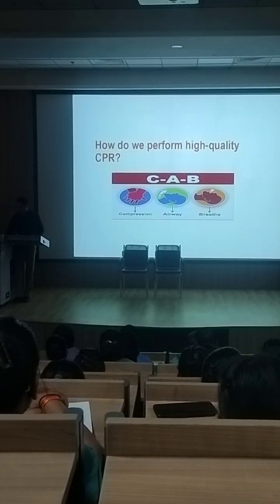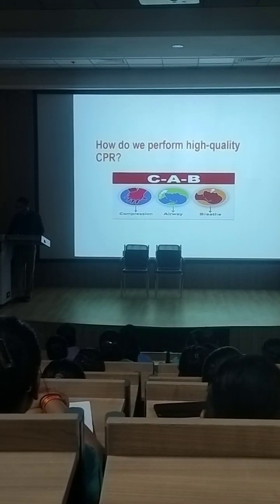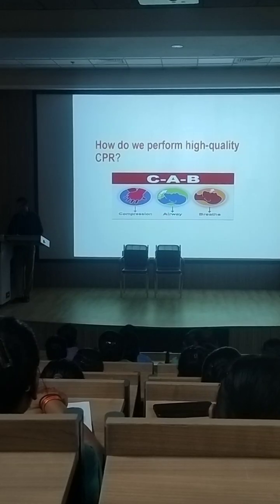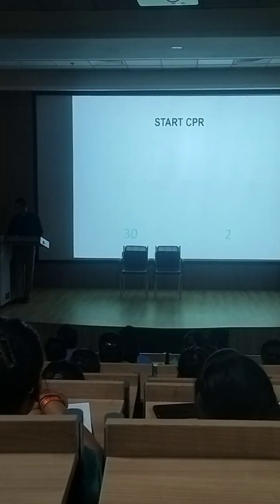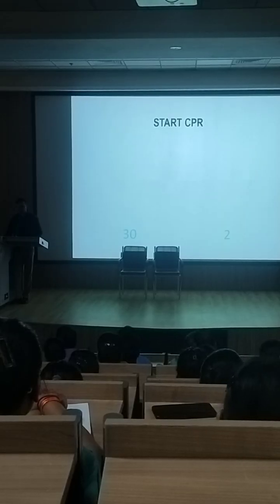So how will we perform a high quality CPR? We have to follow CAB, which is compression, airway and breathing. The CPR ratio should be 30:2, which is 30 compressions and 2 breaths.